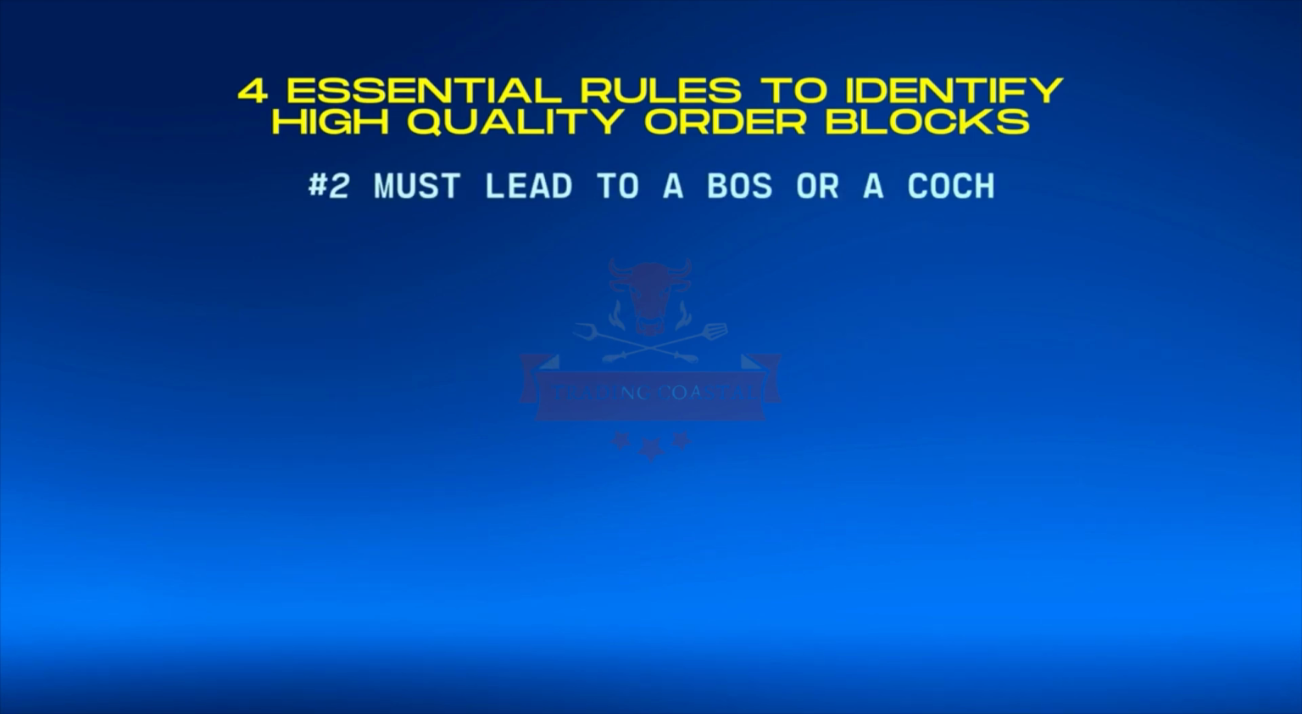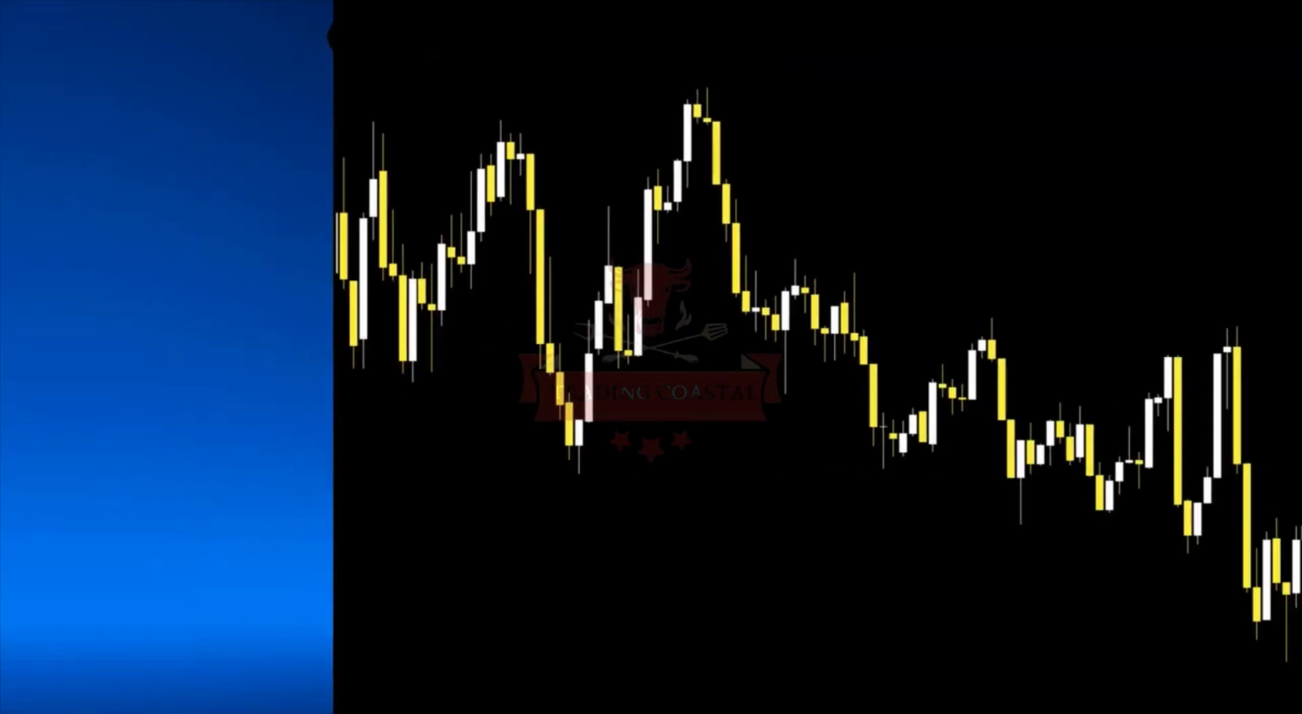Rule number 2 emphasizes that a high-quality order block must lead to a break of structure or a change of character in the market.